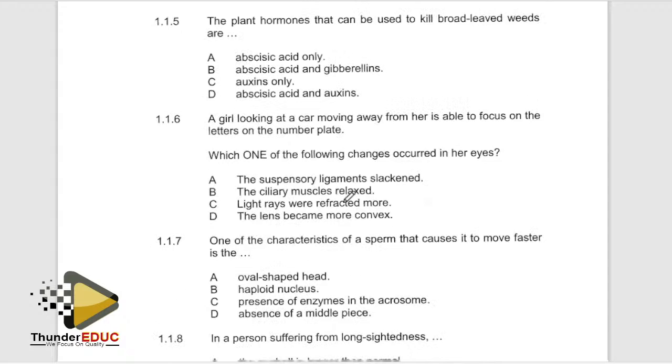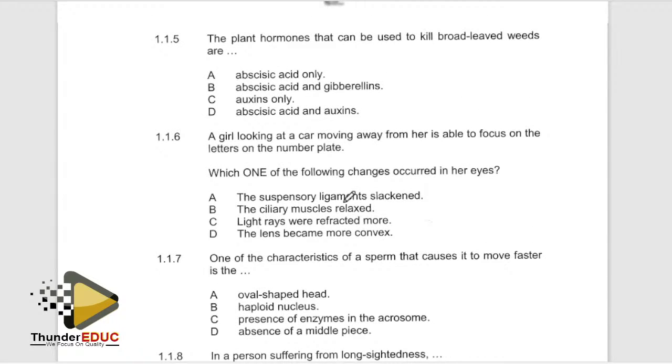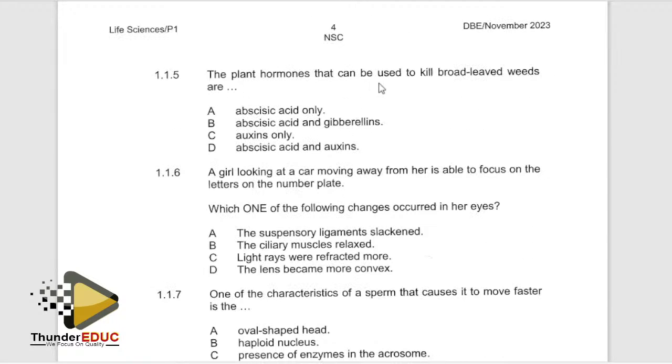They're saying that 1.5, the plant hormone that can be used to kill broad-leaf weeds. We talked about this yesterday, and then we said that the plant hormone which is used... I hope you got it, yes, the plant hormone here is auxin. However, auxin is a growth promoter.